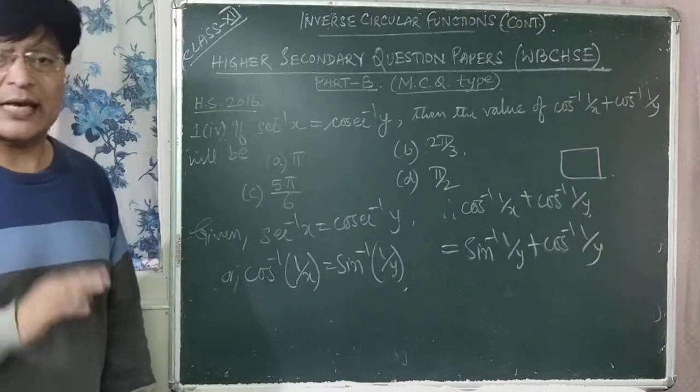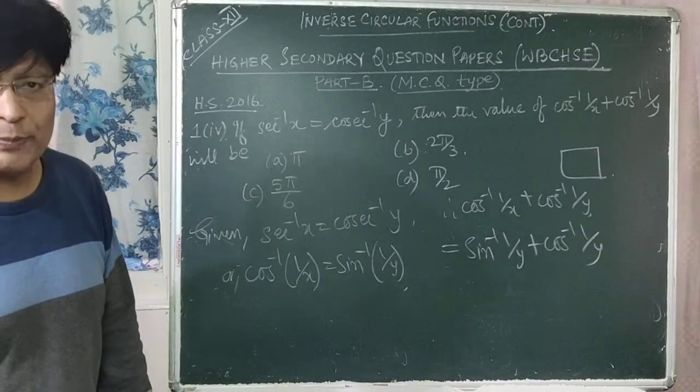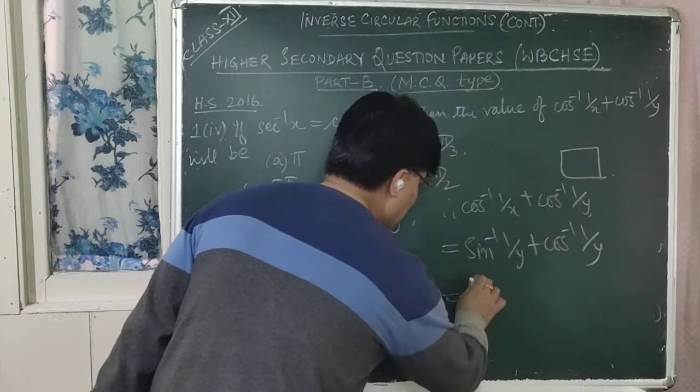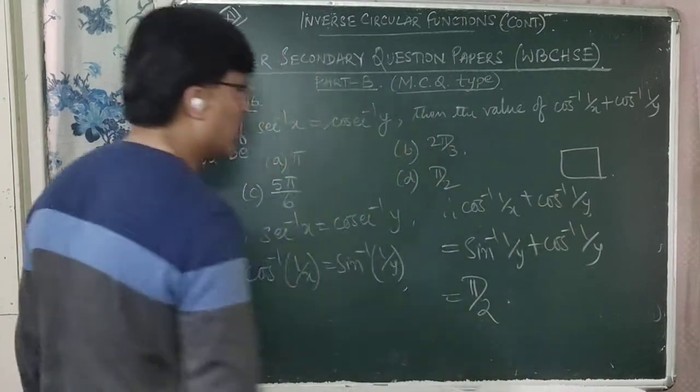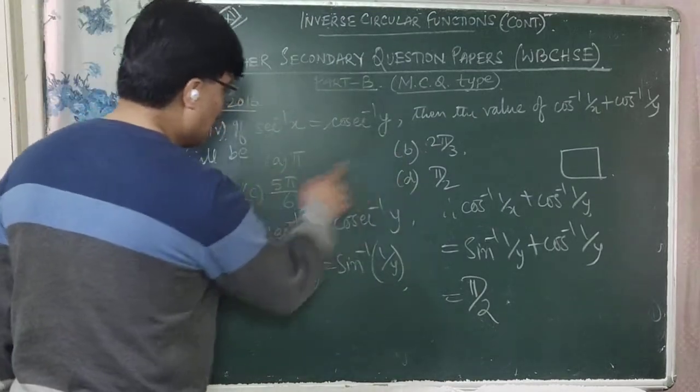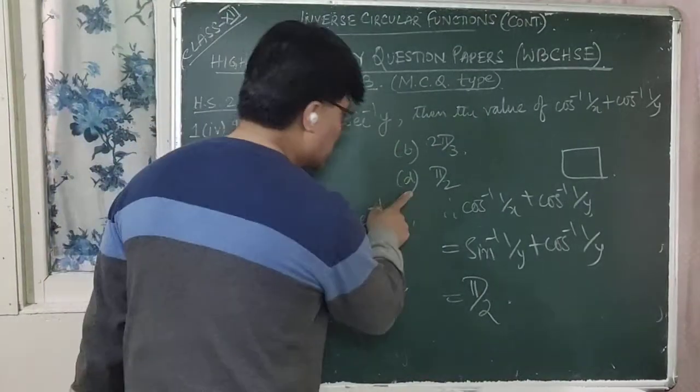It is just like sin inverse x plus cos inverse x, which is equal to pi by 2. Similarly, what is sin inverse 1 upon y plus cos inverse 1 upon y? It is equal to pi by 2. So which is the correct option out here? A, B, C or D? D. So D is the correct option.